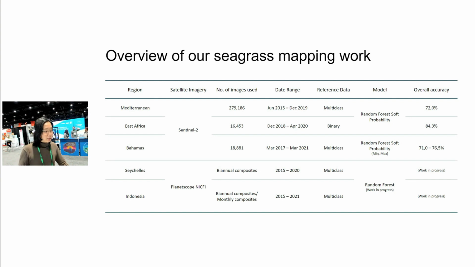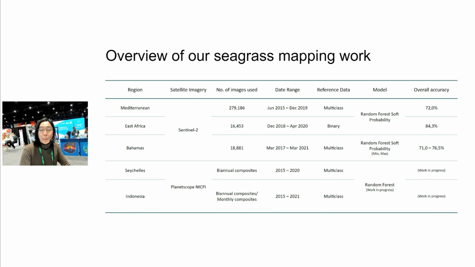The first three regions, the regions with the Sentinel-2, are the regions that were previously completed, and the last two, the Indonesian and the Seychelles data projects, are current existing projects. And as you can see, we have been using very different data sets, like Sentinel-2 for the top three data sets, NICFI for the current data set, and exploiting the random forest function for our work.